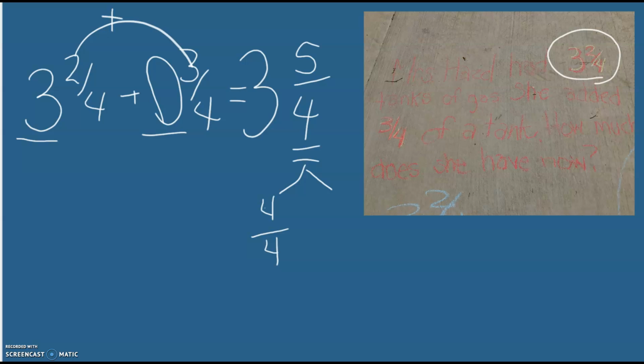So I have 5/4. I need to add something to 4/4 to get 5/4. So 4 plus 1 equals this numerator. So 4/4 plus 1/4, I can break that 5/4 down into that.